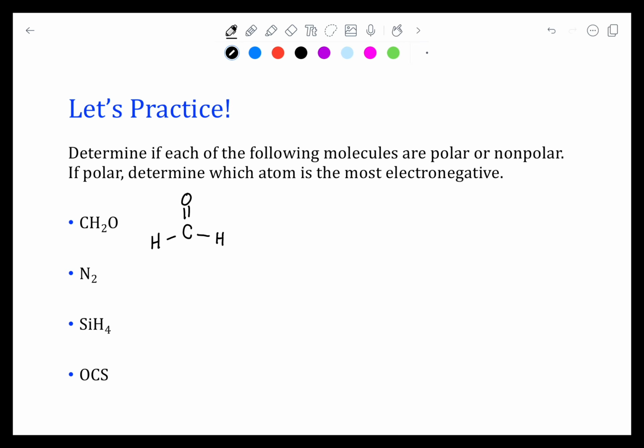We then have N2. I'm going to draw the Lewis structures first and then determine our electronegativity difference. So we have N2. This is going to be N triple bond N, and then there's going to be a lone pair on each nitrogen. SiH4.